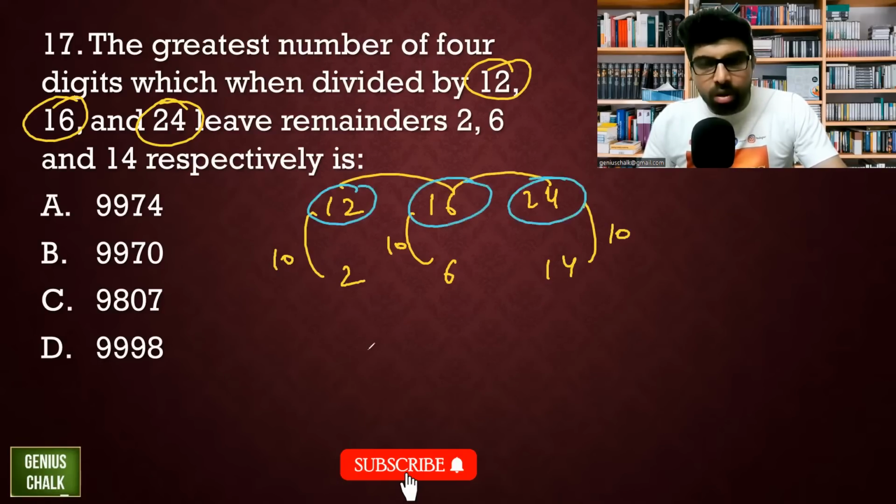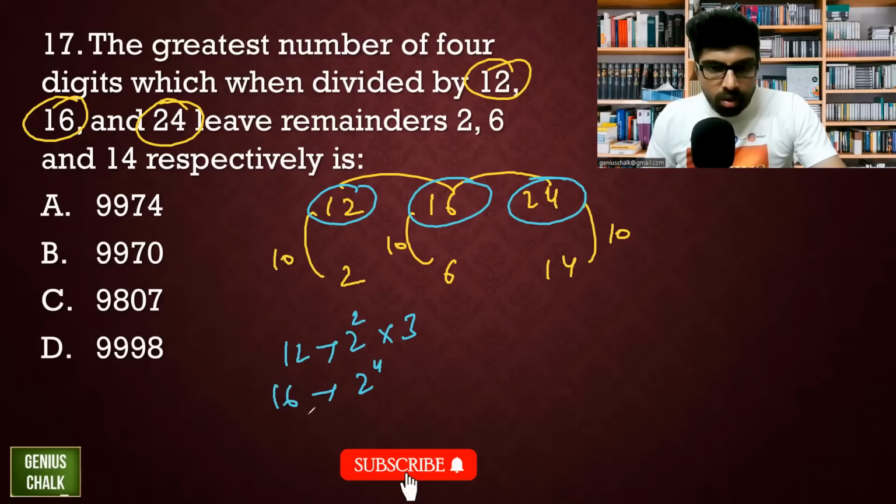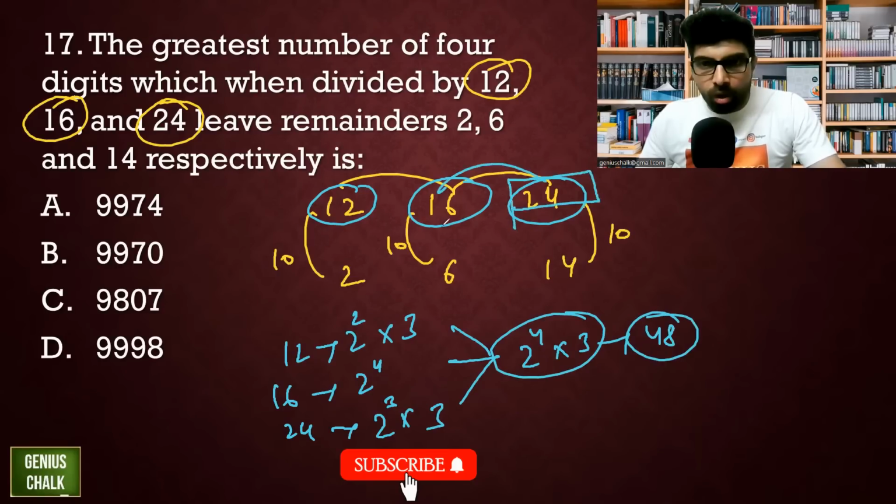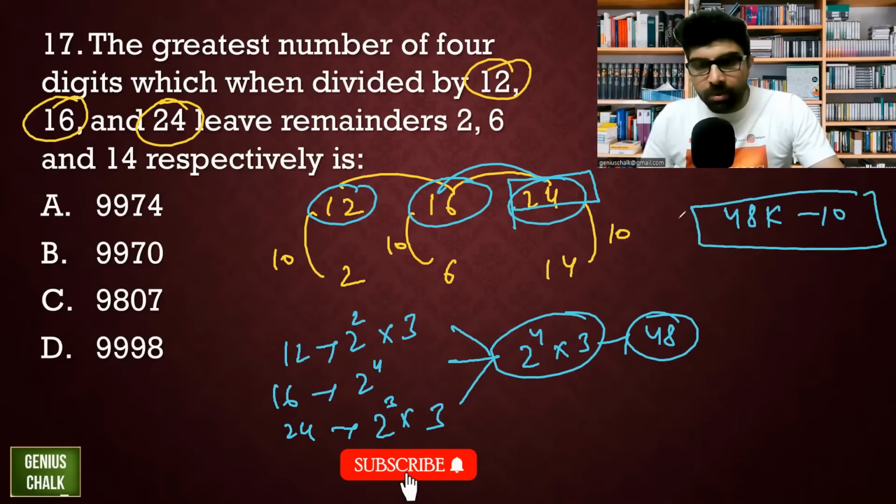12 is 3 into 2 square. Next, 16 is 2 to the power 4 and 24 is 2 to the power 3 into 3. So 2 to the power 4 into 3, so it is 48. So 48 is the LCM and the number must be of the form 48k minus 10. But here it is the greatest number of 4 digits. Fine. So let's find the multiple of 48 that is the greatest 4 digit number.